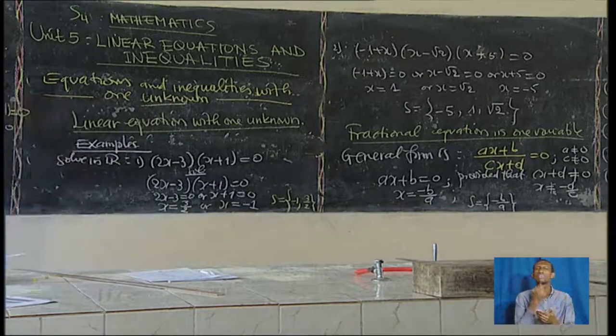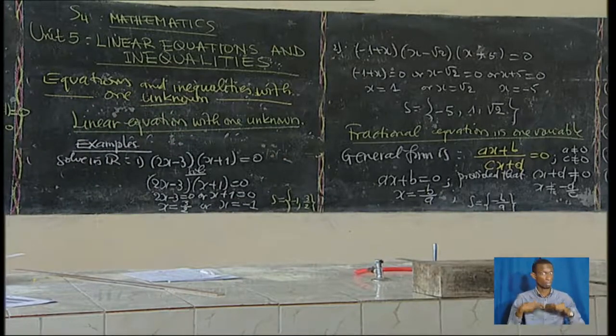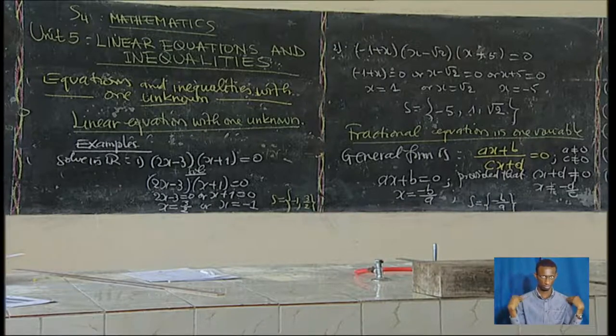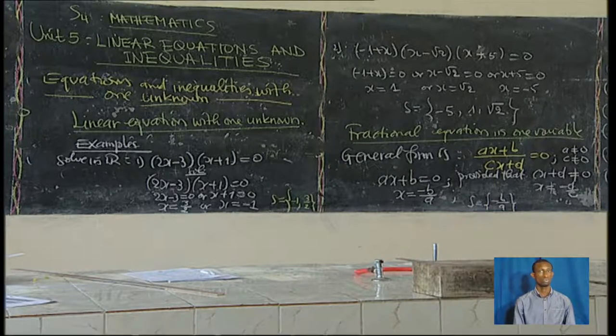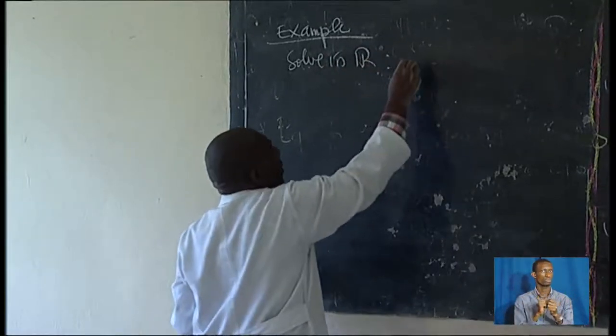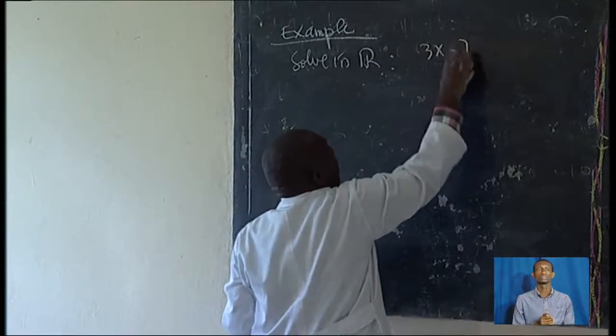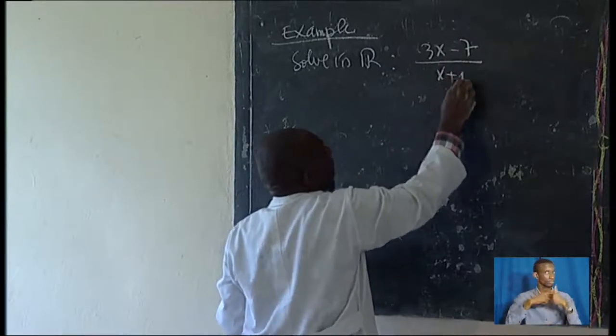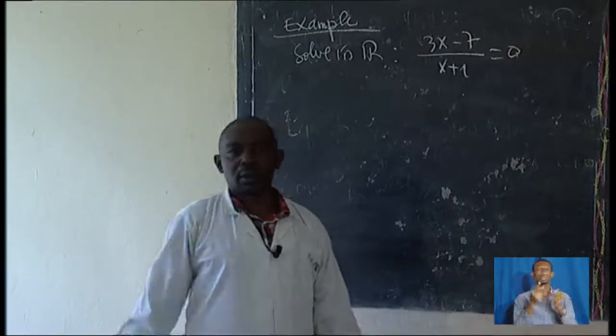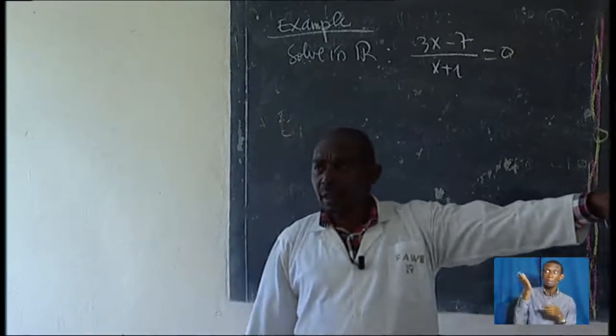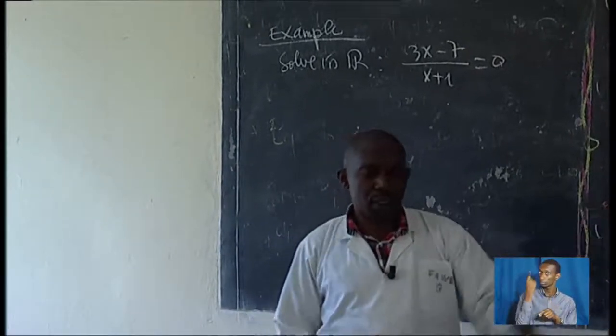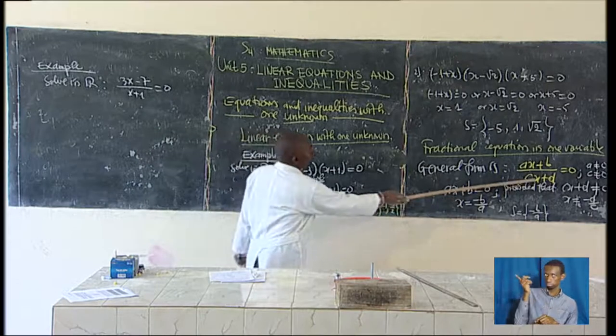Let me give you an example, and immediately you take your exercise book for the next activity. Example: solve in the set of real numbers, of course, 3x minus 7 divided by x plus 1 equals 0. It is not different from what you have there. Is it clear? The equation is still here written on the chalkboard.